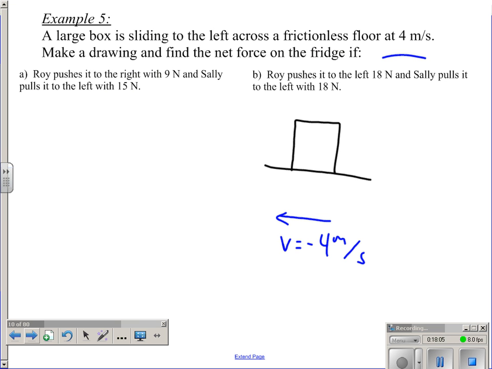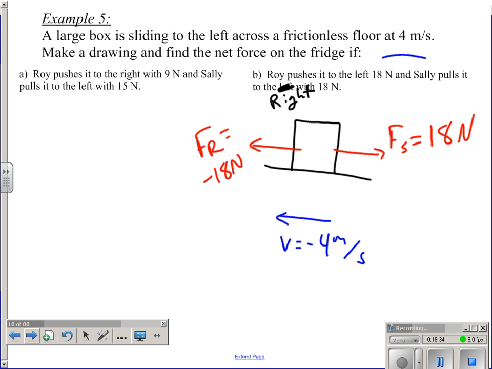All right, so this one, Roy is pushing to the left. Oh, phooey. I made this example wrong. I'm going to make a correction on this example here. I wanted one of these two forces to be to the right. All right, so in this example, we've got Roy pushing it to the left. Force of Roy is -18 newtons because he's pushing to the left. And then Sally's pulling it to the right. So now force of Sally is +18 newtons.